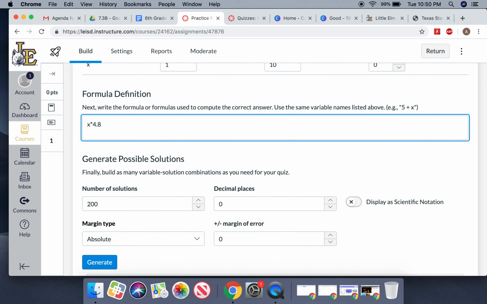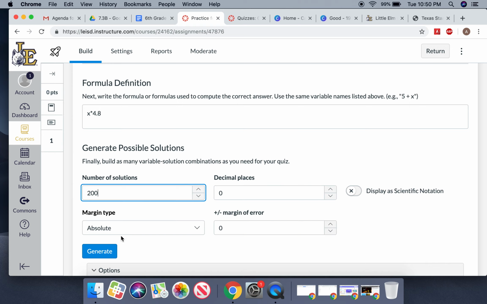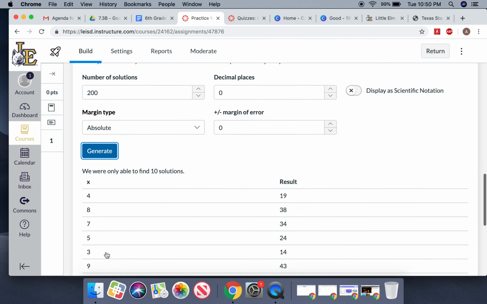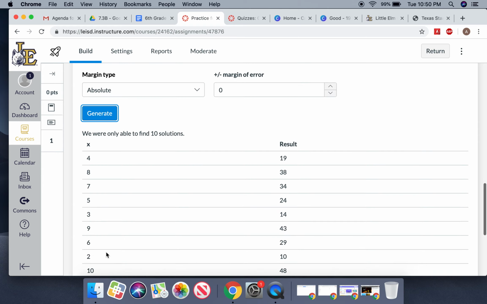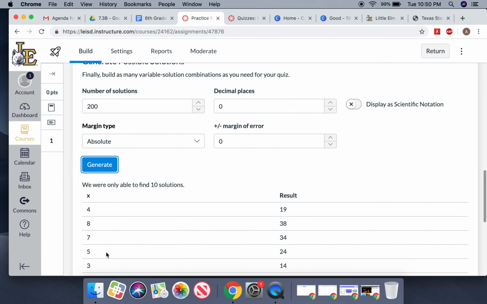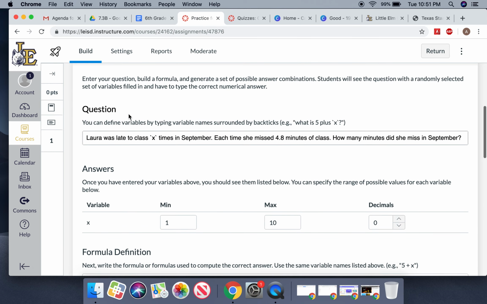This is the cool part. It's talking about generating possible solutions. So if you notice, the default is actually 200 solutions. So if you want to go ahead and do this, you can press generate, and you can create up to 200 if they can create it. It says we're only able to find 4 solutions. But see what it's done here, right? For example, it says it could be 4. So for example, Laura was late to class 4 times in September. Each time she missed 4.8 minutes of class.